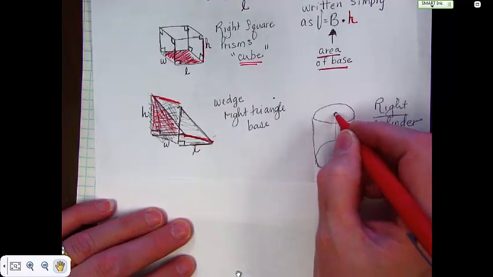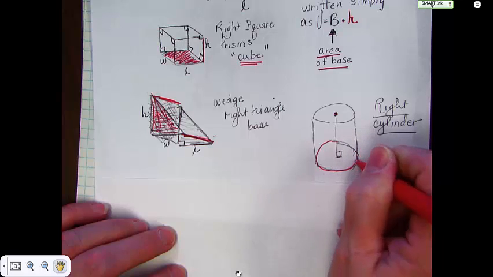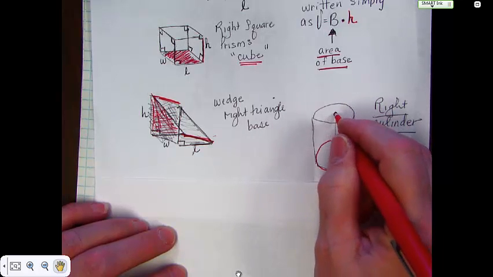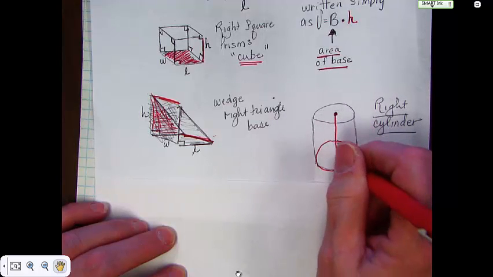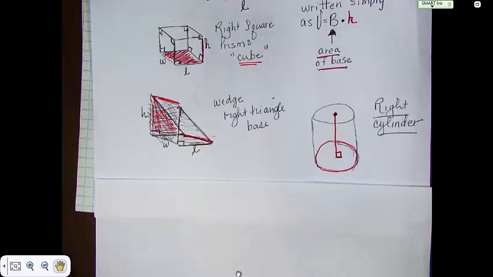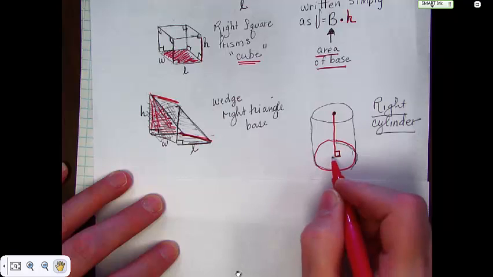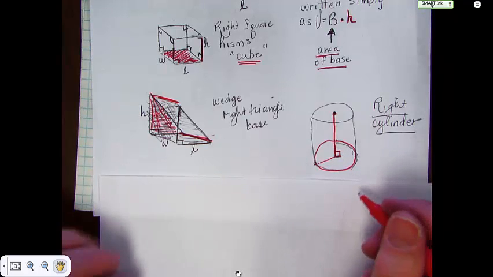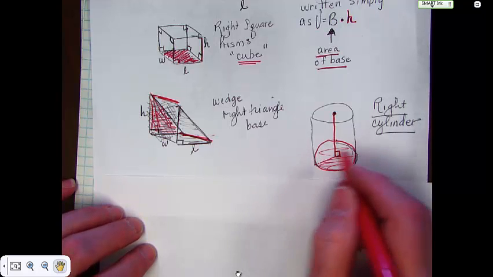A right cylinder typically has a circle bottom and a circle top, and then to figure out what the height is, they draw a straight line, they plumb a straight line that intersects the base of the cylinder at a 90-degree angle. To figure out the volume of a right cylinder, you would have to find out what the area of the circle on the bottom was, or the base.